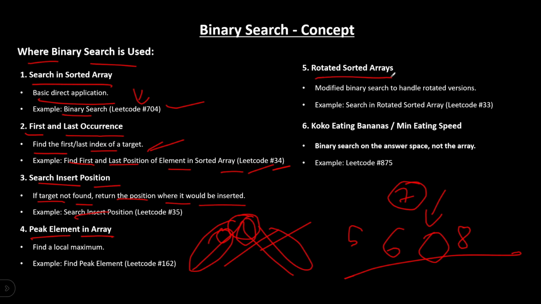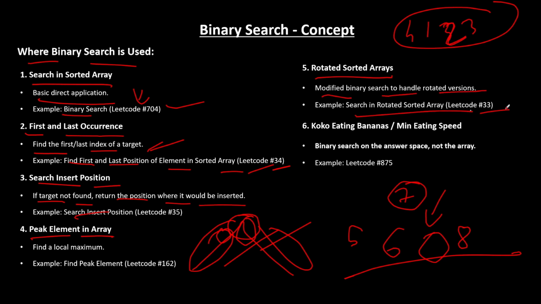Now rotated arrays are also there. Rotated arrays also work as a bitonic sequence. Suppose you had 4 here, 1 2 3, right? So it was a rotated array this way. You use a modified binary search to handle the rotated version. This is a question you could go and check on Leetcode, number 33.